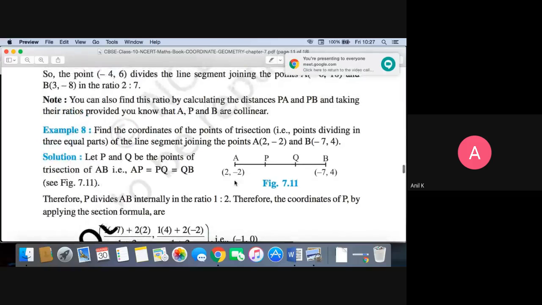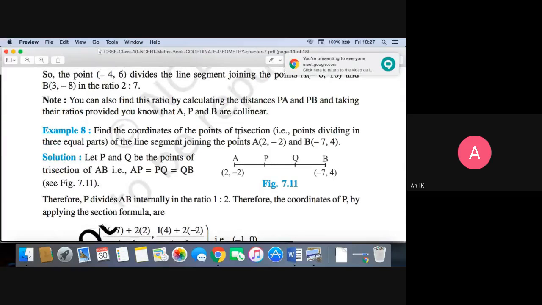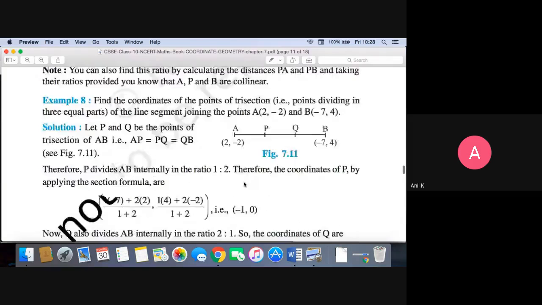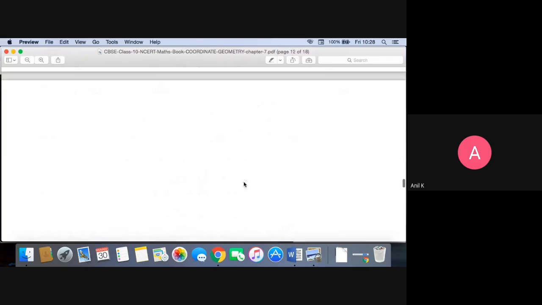Whenever you see trisection, they don't give the ratio. You have to understand, if I want the point P, then the ratio is 1 is to 2. If I want point Q, then the ratio is 2 is to 1. So those are the trisection formulas.